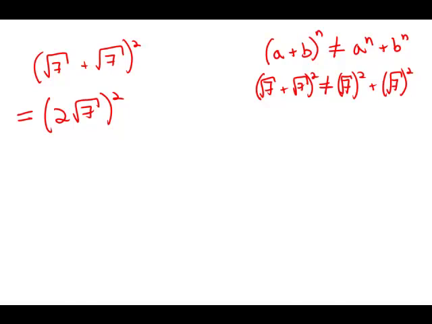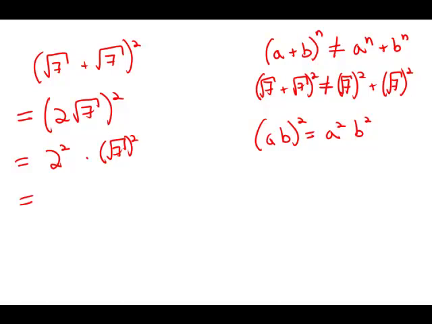Now we're in a much better position. Now instead of addition inside the parentheses, we have multiplication inside the parentheses. Exponents do not distribute over addition, but they do distribute very nicely over multiplication. So distributing, we get 2 squared times radical 7 squared. Well, 2 squared, that's 4.